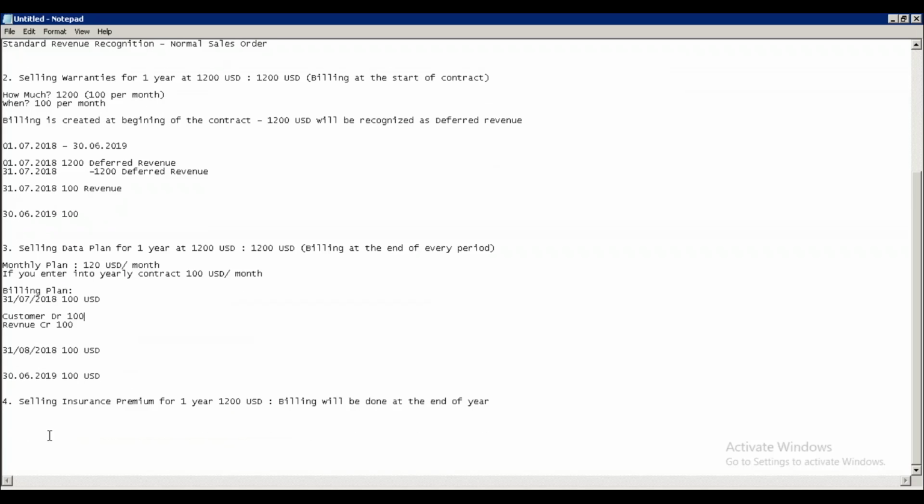But in this case, you cannot ask your customer every month. Definitely you are booking the revenue per month because that is something you need to do. Your revenue will definitely get credited by 100 USD every month. But what about this account? You cannot ask your customer. You are only asking the customer at the end of the year. In this case, there will be another account called unbilled AR.